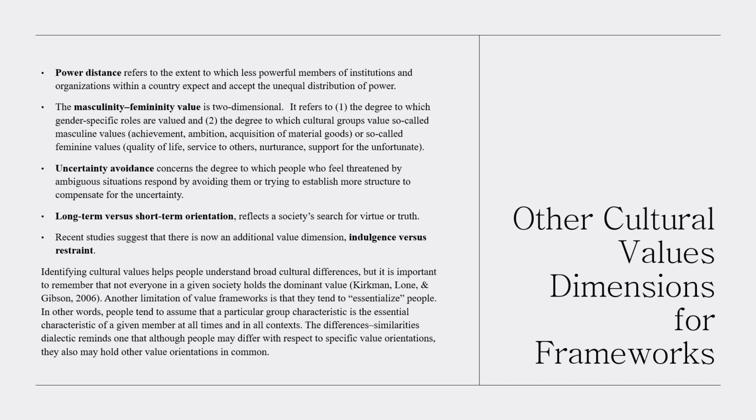Recent studies suggest there is now an additional value dimension, one that hasn't been studied a lot up to this point: indulgence versus restraint. That is, how indulgent a culture is and how much they value things like restraint, this ability to say no and self-control, versus this desire to go all out and enjoy everything. And where does each culture fall in this balance, where are their values related to this?